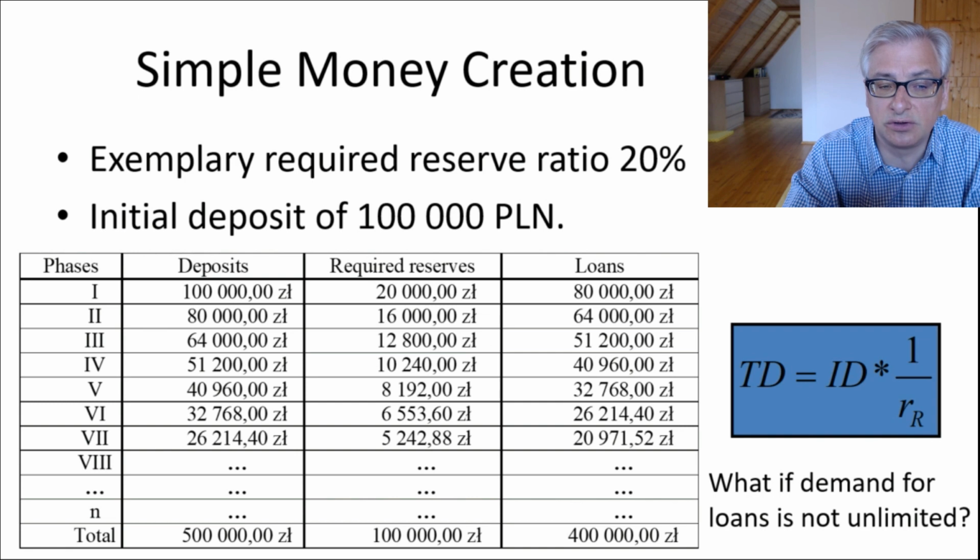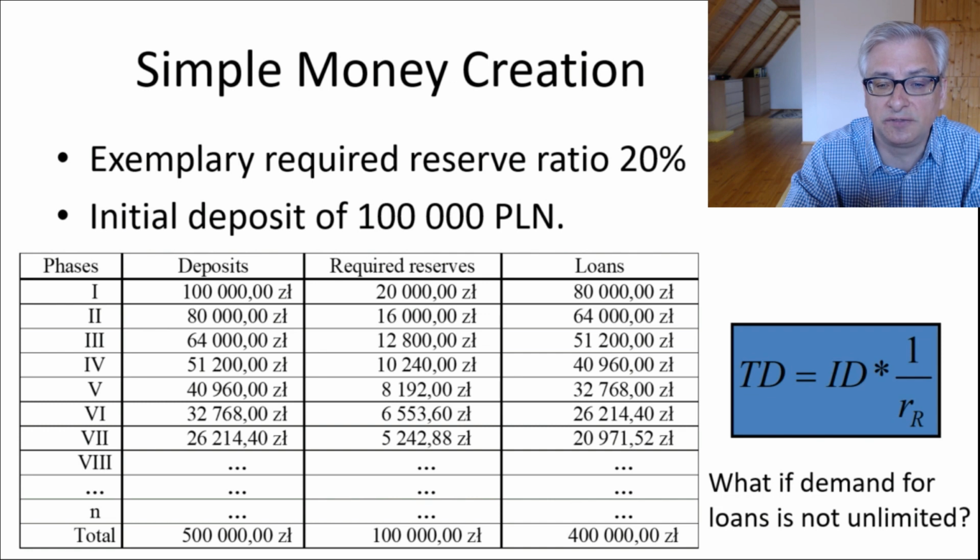The total value of deposits is 500,000. 100,000 was placed in the first phase by someone who brought cash. The rest, the remaining 400,000 of deposits, were simply created by the bank system.